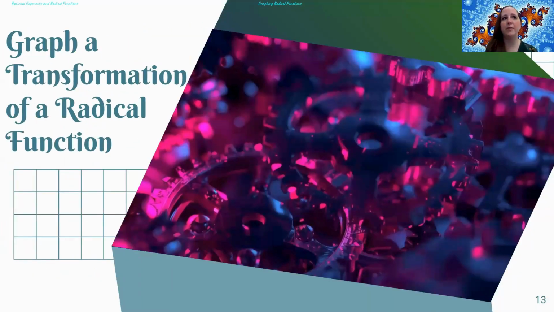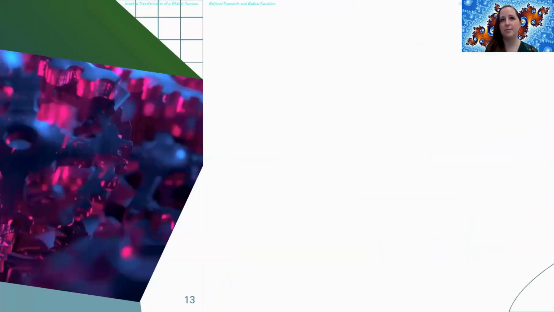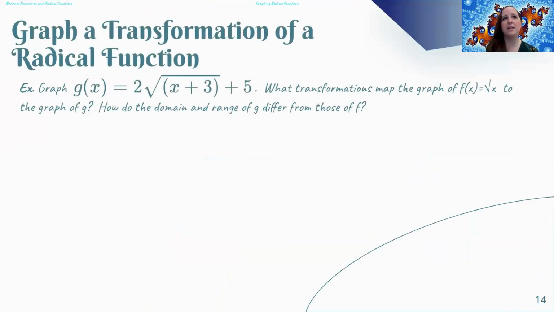Graph or transformation of a radical function. Graph g of x equals 2 times the square root of x plus 3, plus 5. What transformations map the graph of f of x equals the square root of x to the graph of g? How do the domain and range of g differ from those of f? So again, I'm determining where the differences are between f of x, my parent function, that's square root of x, and g of x, where it's 2 times the square root of x plus 3, plus 5.